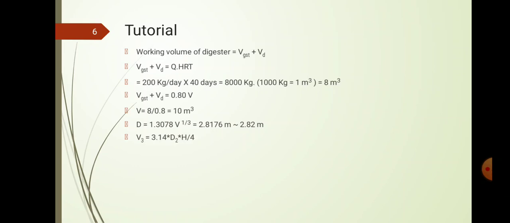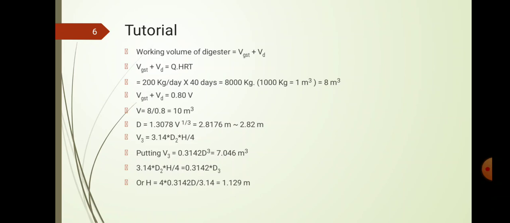Similarly, the other volumes we can find out. V3 is pi D squared into H by 4, or we can also consider this equation, V3 is pi into D cube. So we have already found the diameter, 2.82 meter. Substituting, we will get V3, that is 7.046 meter cube. And all other things we can just substitute in the equations. For capital H, we can find it using the corresponding equation, it will be 1.129 meter.